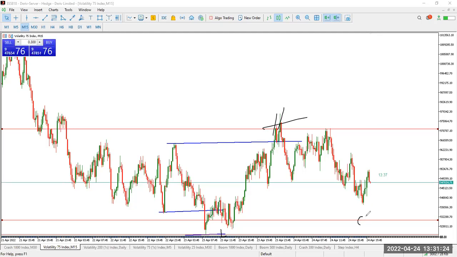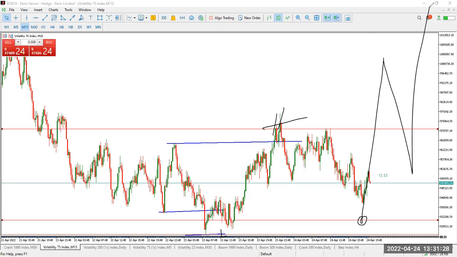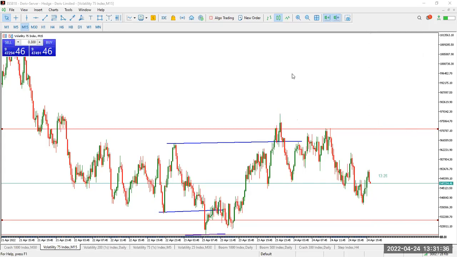So I expect them to move from here and take out this high again and come back and do something like this again. So that is what I want them to do from a lower time frame perspective. That is structure. Okay. So if you understand structure, the market is very, very easy.